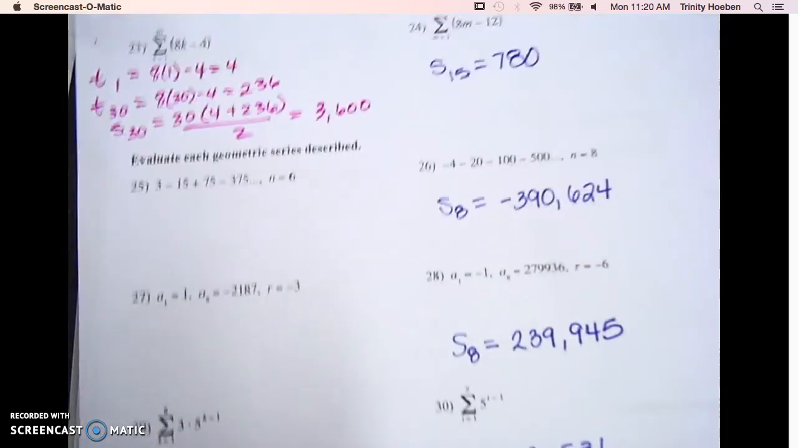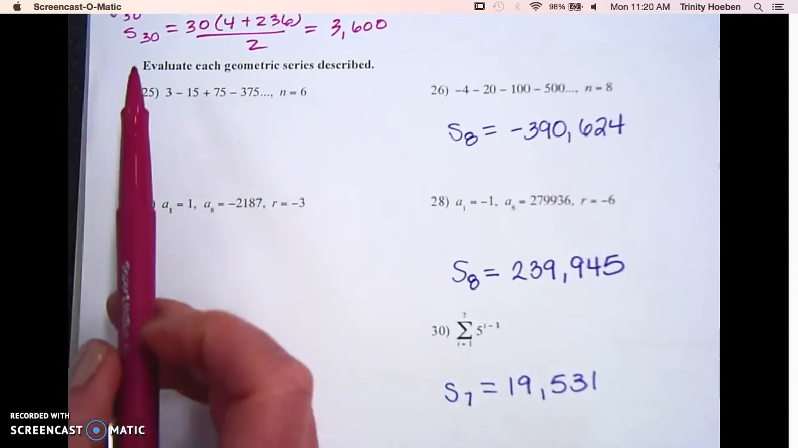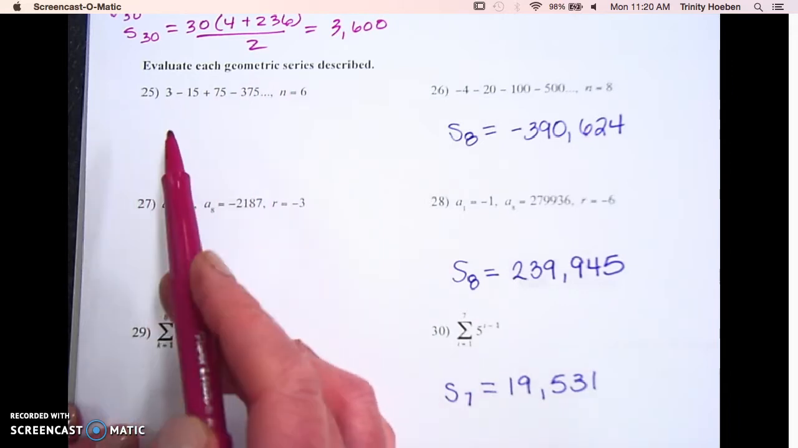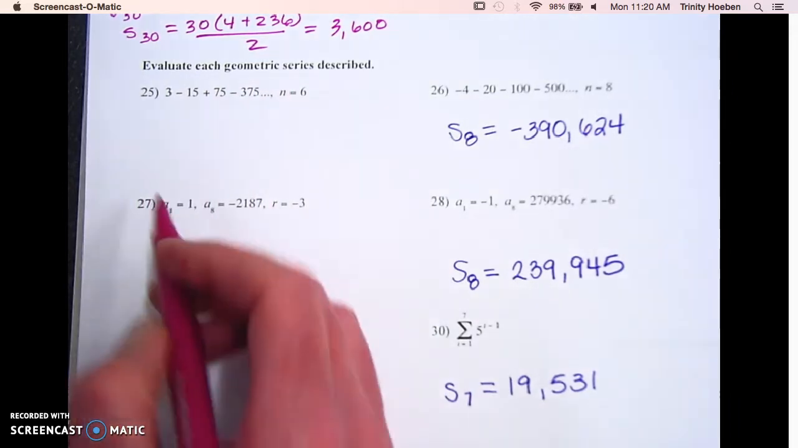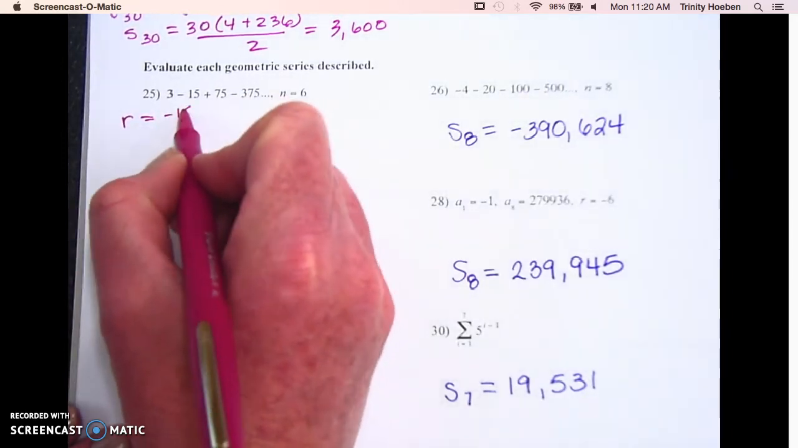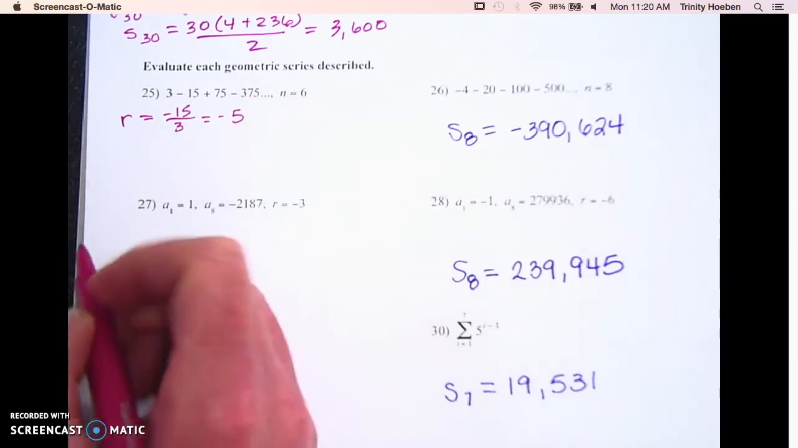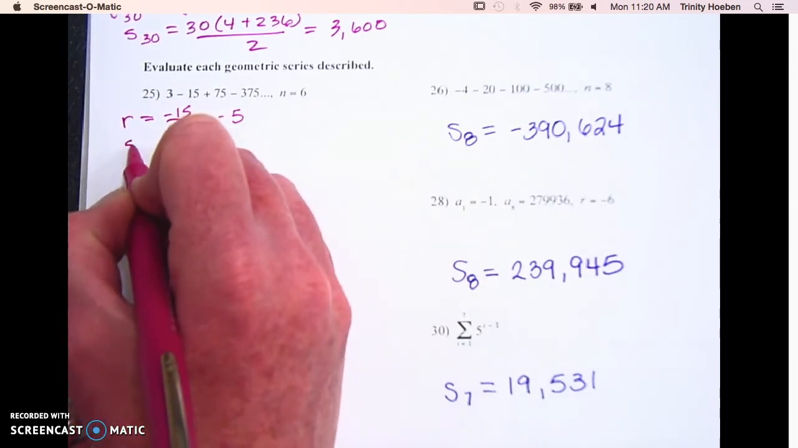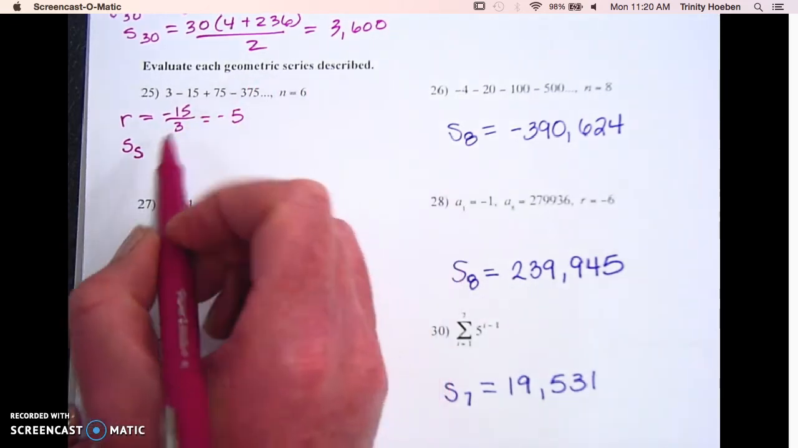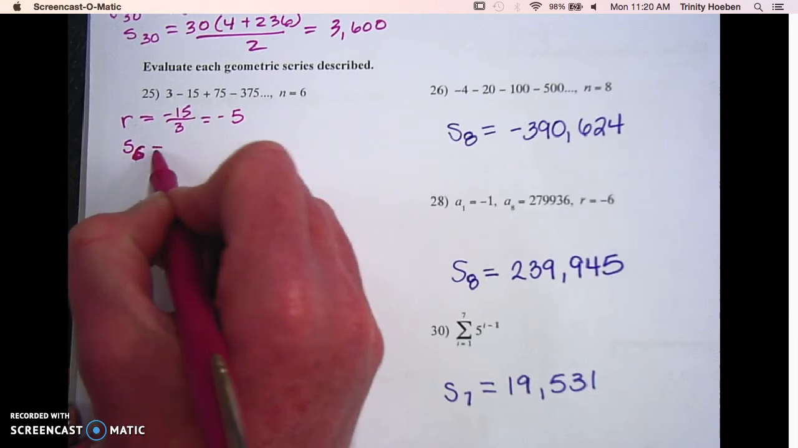Numbers 25 through 30, the directions say evaluate each geometric series described. So number 25, I'm just first going to find the common ratio. So I'm going to take negative 15 and divide it by 3, which gets me negative 5. And then I want the value of the geometric sum of the first 6. That's a 6, not an S.